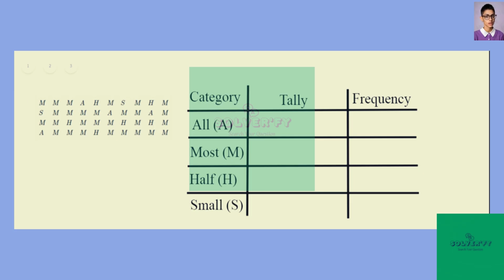People who trust all that they read, which is A. People who trust in most of what they read, which is M. People who trust in half of what they read, which is H. And people who trust in a small portion of what they read, which is S.